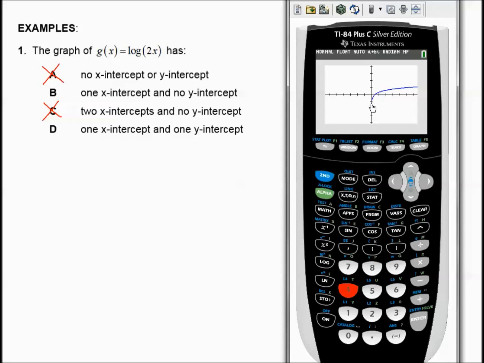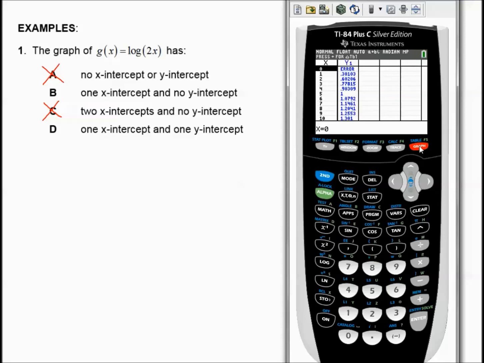It doesn't look like it touches the y-axis, but the calculator might not know exactly. So I'm going to go and look at the table. If I push second table and see what happens when x equals 0, because that's what y-intercepts are, well, actually, it looks like I get an error. That means that there is no y-intercept. In fact, if you push up a couple times, you can see that you're getting error for all of these values because the graph does not exist for any of these negatives, and it doesn't exist when x equals 0 either. So that means that there is no y-intercept. So answer B, one x-intercept, no y-intercept. That is our answer choice.